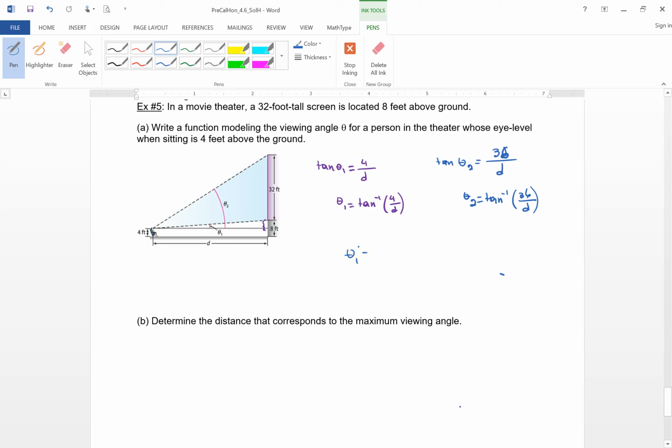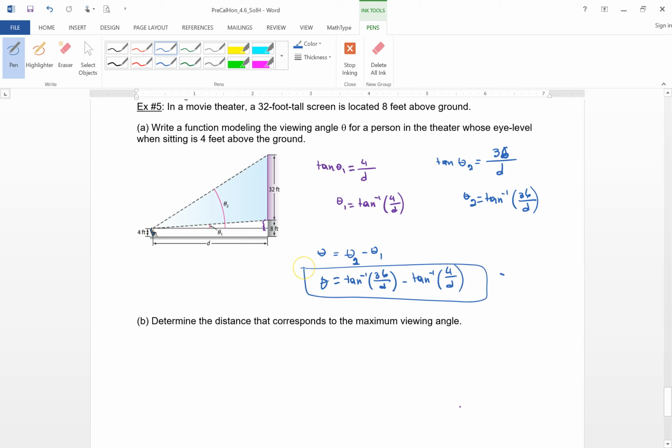All right, theta then is theta 2 minus theta 1. So we have inverse tangent 36 over d minus what? Inverse tangent 4 over d. Okay? So this is a model for the viewing angle.